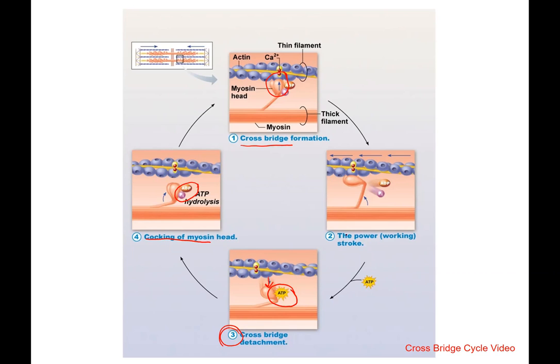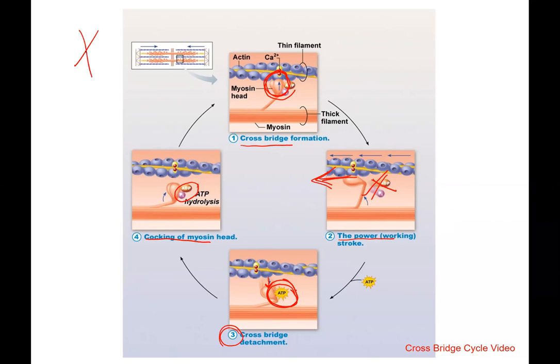To get it to perform a power stroke, get rid of ADP and P. Get them off of that myosin head. And now the myosin head will push that actin forward. That performs a power stroke. To get it to detach, add ATP. It'll detach. To give it energy, break ATP down into ADP and P. It'll cock and form a cross bridge. To do a power stroke, get rid of everything. It'll do a power stroke. So this is a cycle, okay?